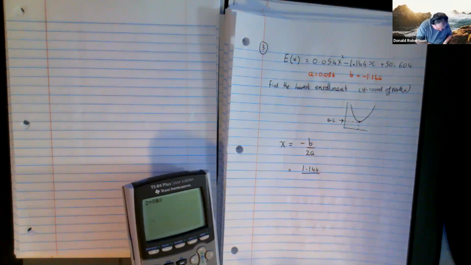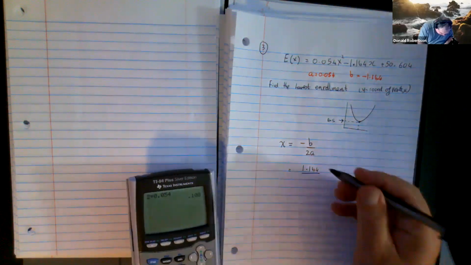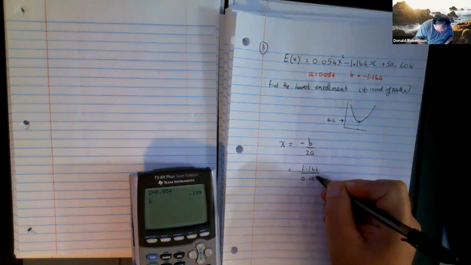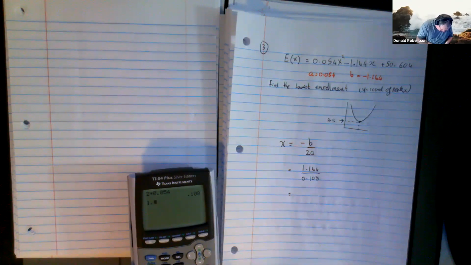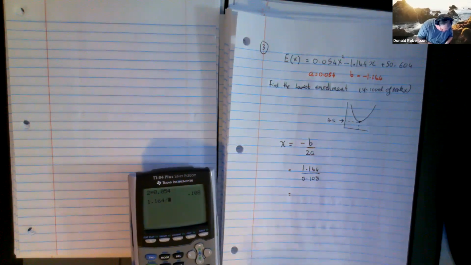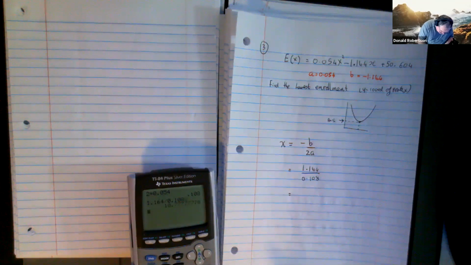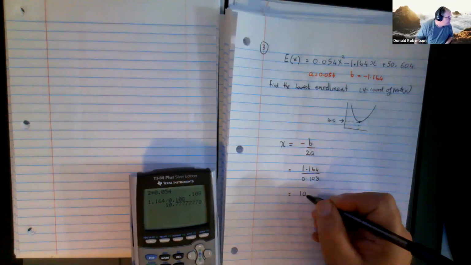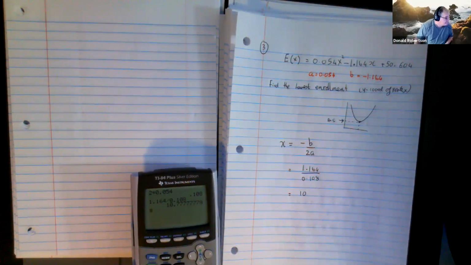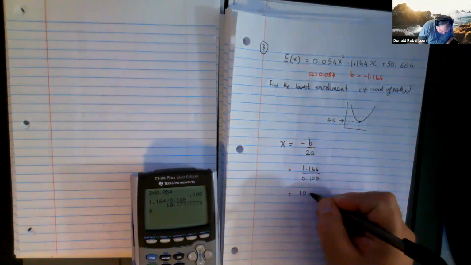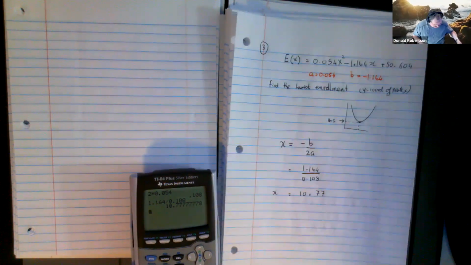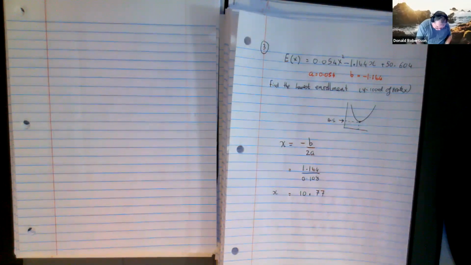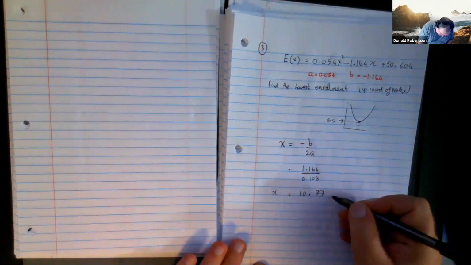I'm going to just do it in a calculator. 2 times 0.054 ends up being 0.108. And that becomes 1.164 divided by 0.108. And I get the answer 10 point, what accuracy? Oh, they want, let's do it to 2. Now that is not the answer they want. That's the x coordinate.